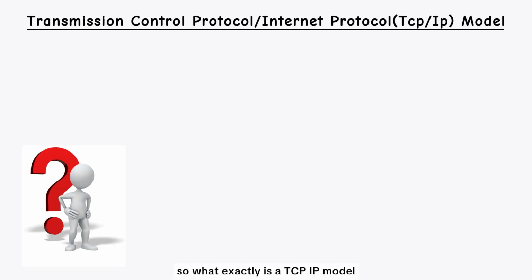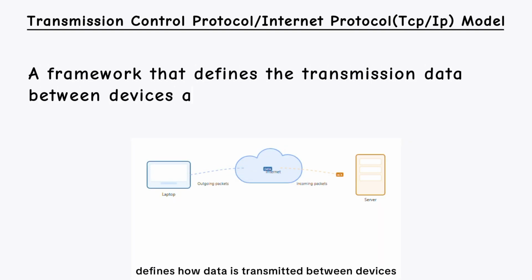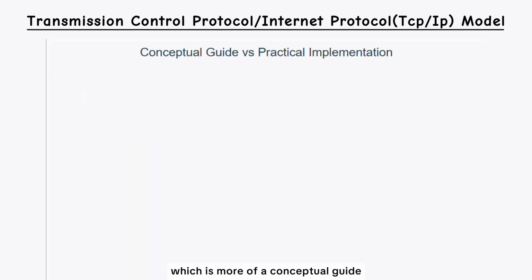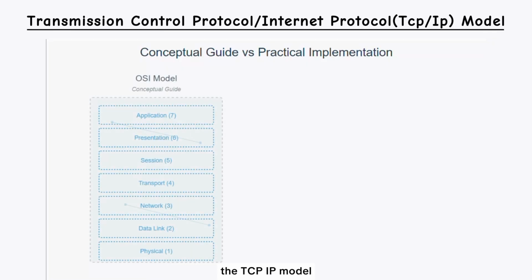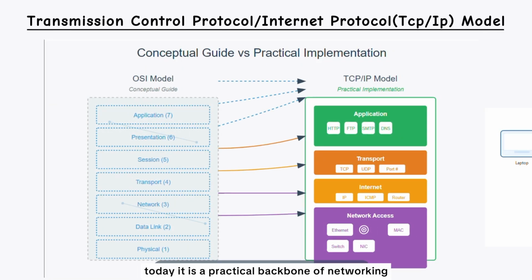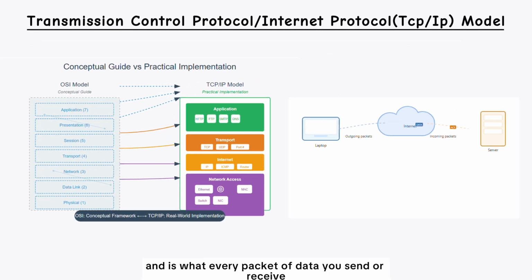So, what exactly is the TCP/IP model? It is basically a framework that defines how data is transmitted between devices across networks, from the device all the way to its destination. Unlike the OSI model, which is more of a conceptual guide, the TCP/IP model is the real-world standard that powers the internet today. It is a practical backbone of networking and is what every packet of data you send or receive actually follows.